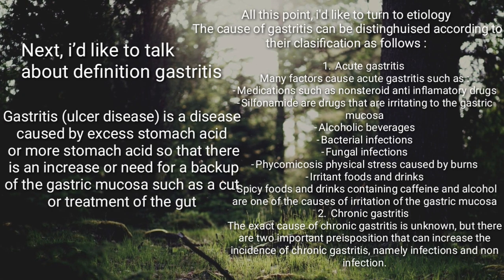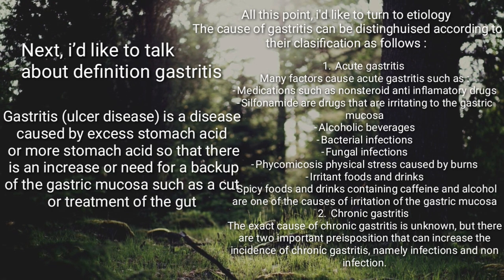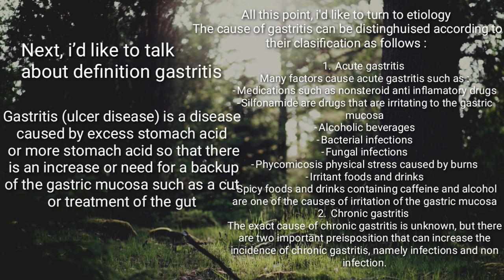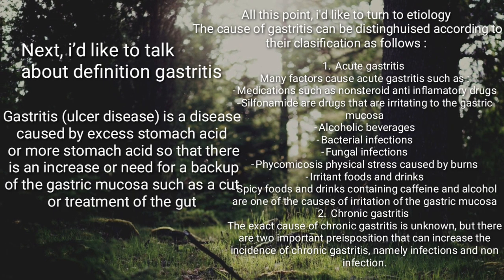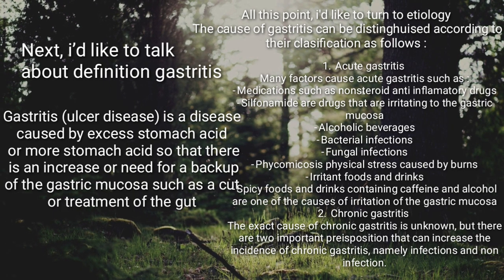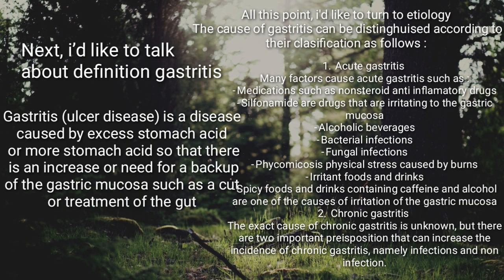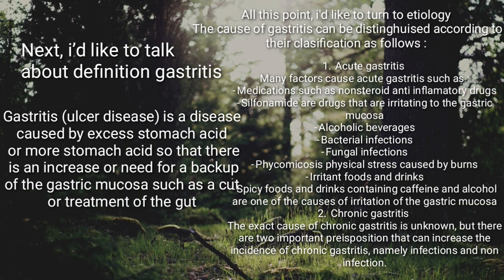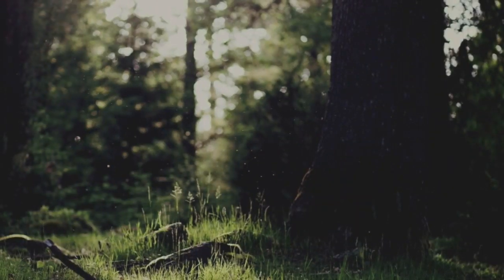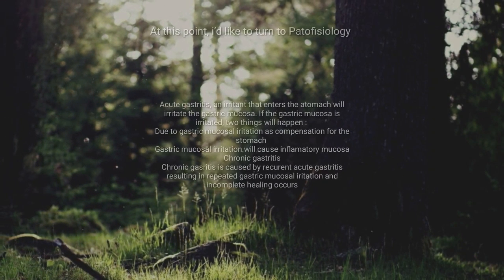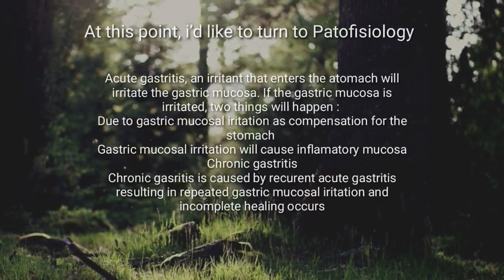Number 2. Chronic gastritis. The exact cause of chronic gastritis is unknown, but there are two important predispositions that can increase the incidence of chronic gastritis, namely infection and non-infection. At this point, I would like to turn to pathophysiology.